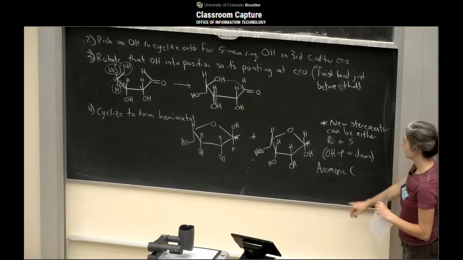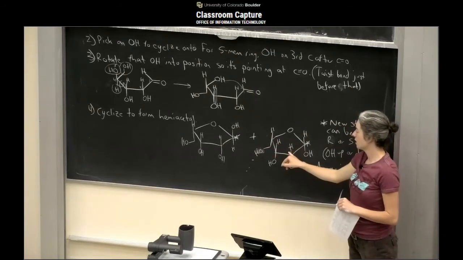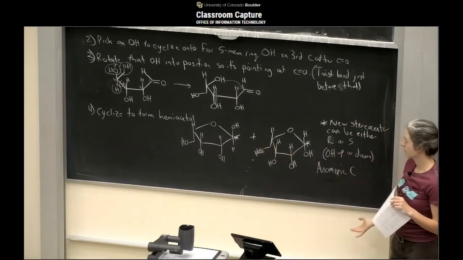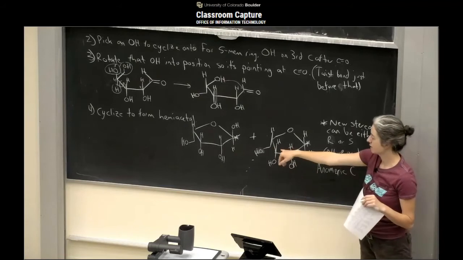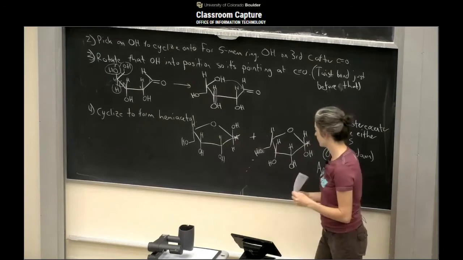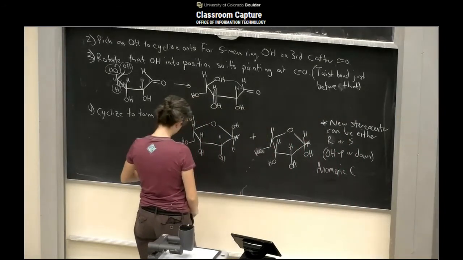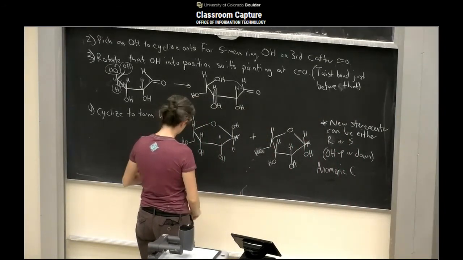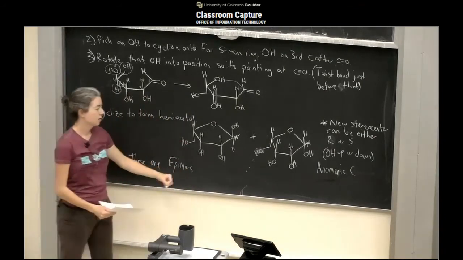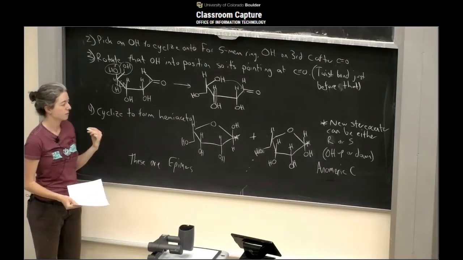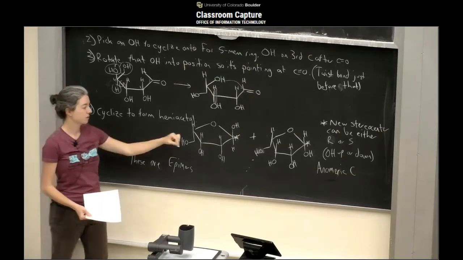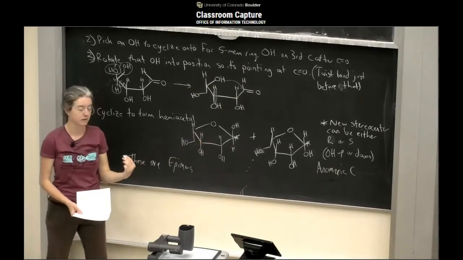Okay, so these two forms are a type of epimer, which if you remember from last time, epimers are two stereoisomers where only one stereocenter is different. So they're identical except for this one stereocenter. So these are epimers. But they're also a more specific type of epimer. They're an epimer where the only difference is at the anomeric carbon. So another name for the relationship between these two molecules is anomers.